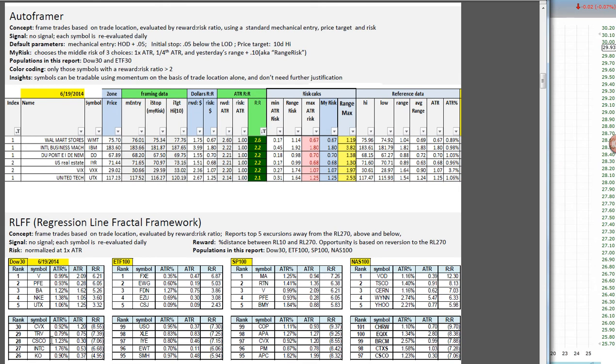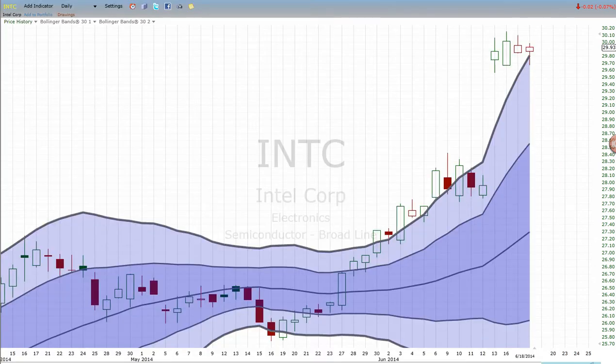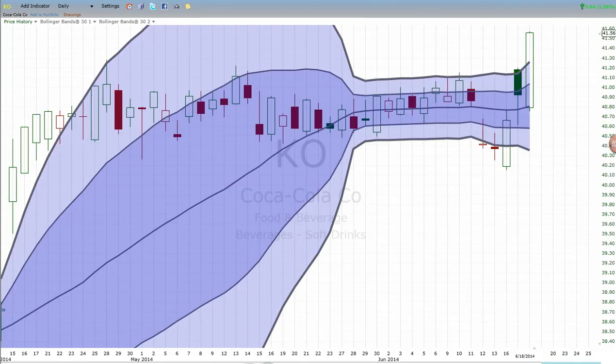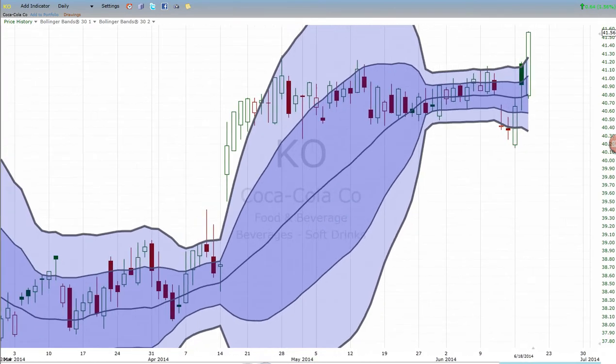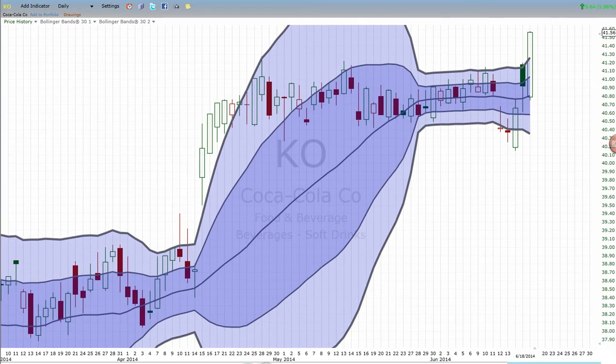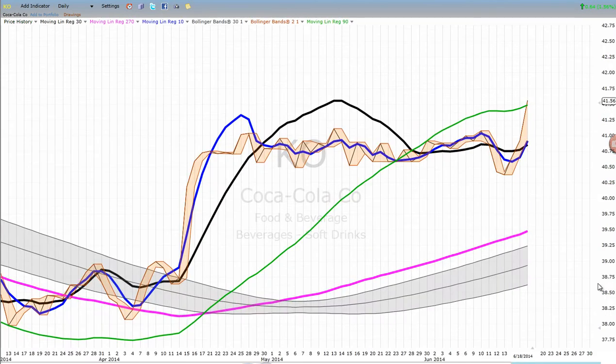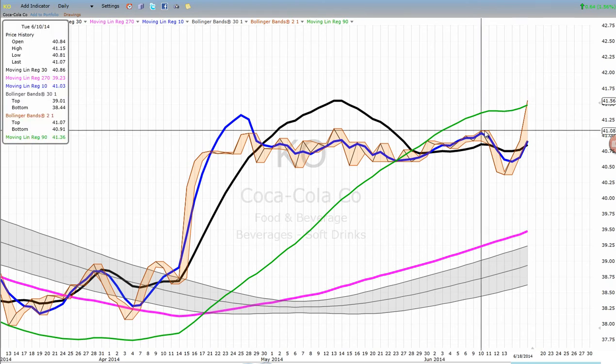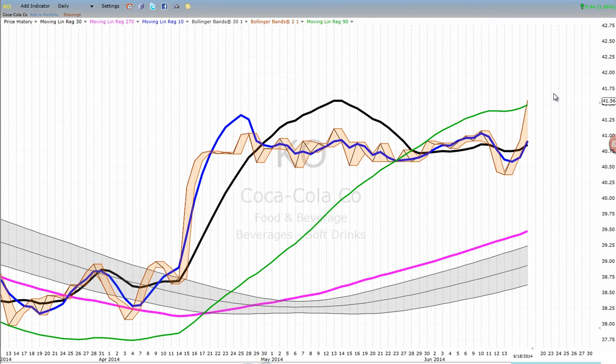And then finally we will look at Coca-Cola. Looks good. Breaking out of the sideways quiet channel after a little head fake. Up it goes. Breaking out of that channel is nice. And here's what we look like on the price and the RL10 relative to the 270. The 10 just crossed the 30 and off we go, up beyond an all-time new high here at 41, or above that previous swing high at 41. So this looks like the beginning of a move.